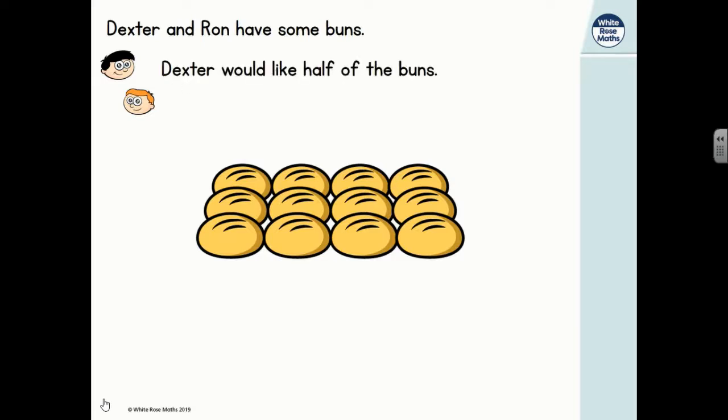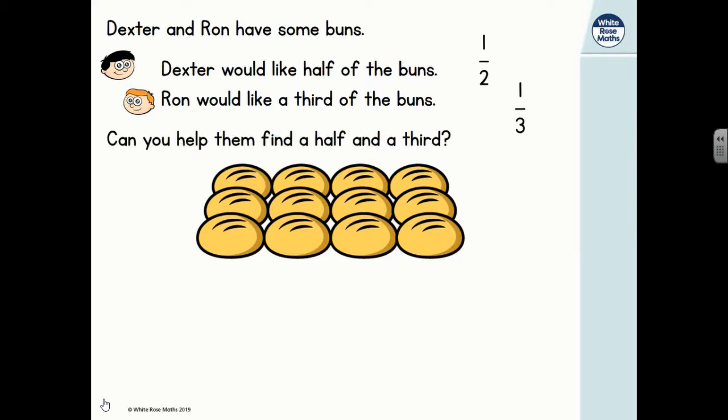Dexter would like 1/2 of the buns. That's how we write 1/2. Ron would like 1/3 of the buns. That's how we write 1/3. That tells us how many equal parts we've got to split our whole up into.